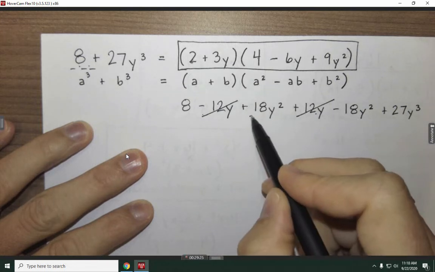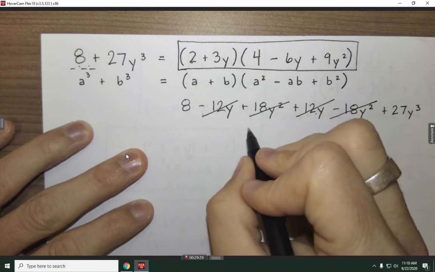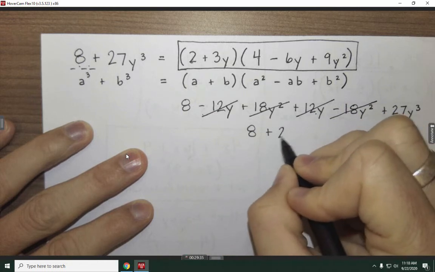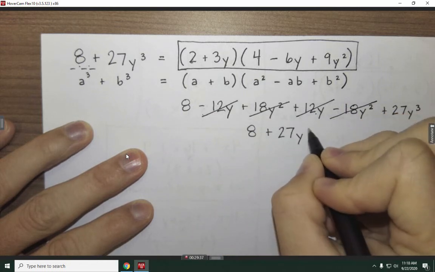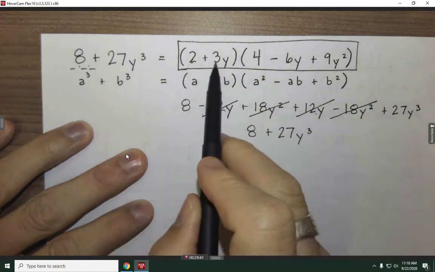Now you'll notice that this term and this term are exact opposites, so they cancel each other away. Just like the 18y squared and the negative 18y squared. So all that's left is 8 plus 27y cubed, which is what we started with. So this thing checks out.